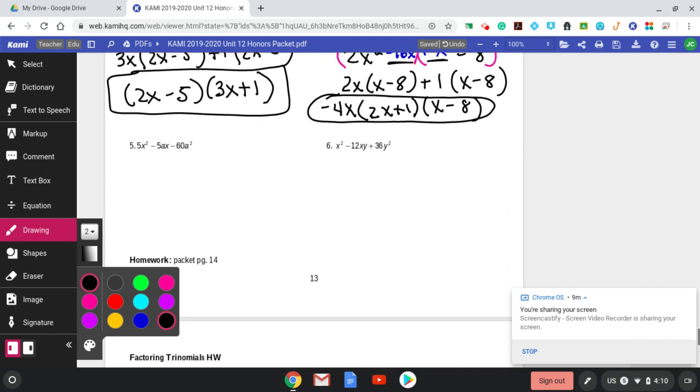Okay, number 5. I know some of you are freaking out because you see the a squared there. Not a big deal. Pretend it's not there until the end. So what I can do first is, instead of doing 5 times 60, I can take out a GCF. Everyone take out a GCF. 5 is common in both. So now it's going to be x squared minus ax minus 12a squared.